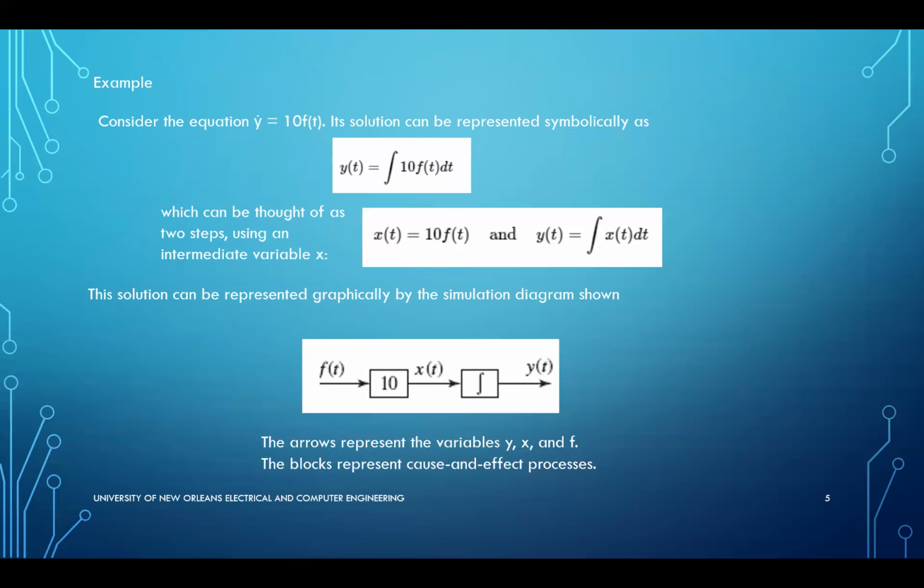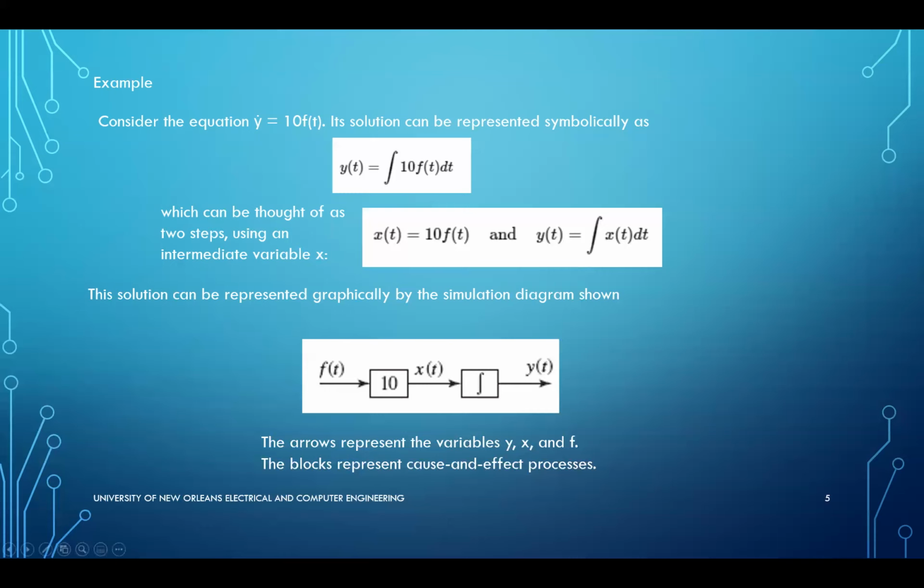Well, this can be thought of as two steps, right? Using an intermediate variable x of t, we call x of t equals 10 f of t. We can replace this expression here by this one, by using x of t representing 10 f of t. And so if we try to do that graphically, you can easily see that it really consists of two blocks, if you think about it, right?